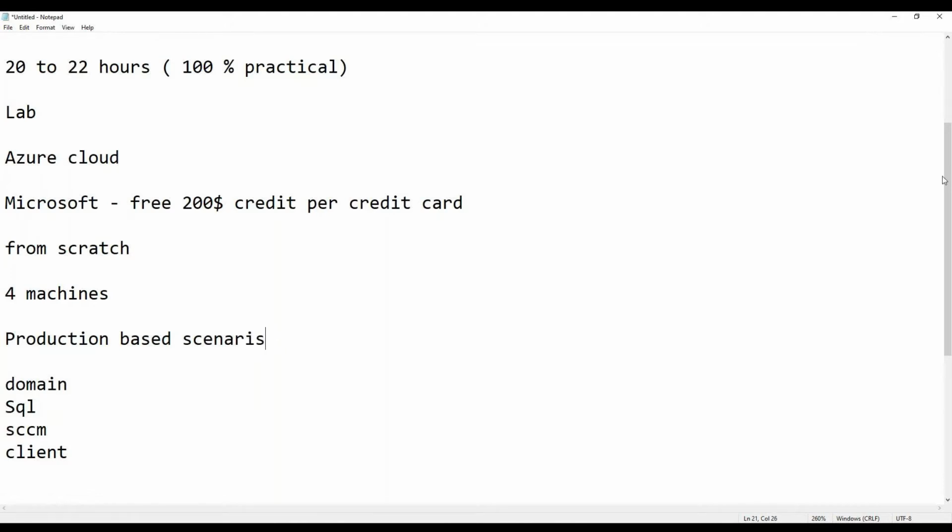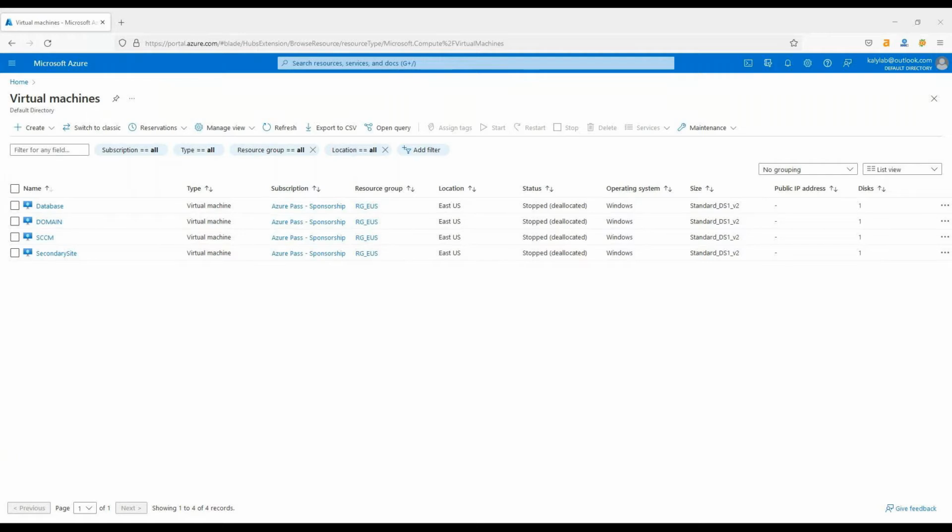Perfect. Okay, now how will the lab be? I have already taken one of my last class's labs. I'll show you. I will not be able to switch on the machines though because it is quite expired, but you will at least have an idea how it looks. This is the last class that had been taken.